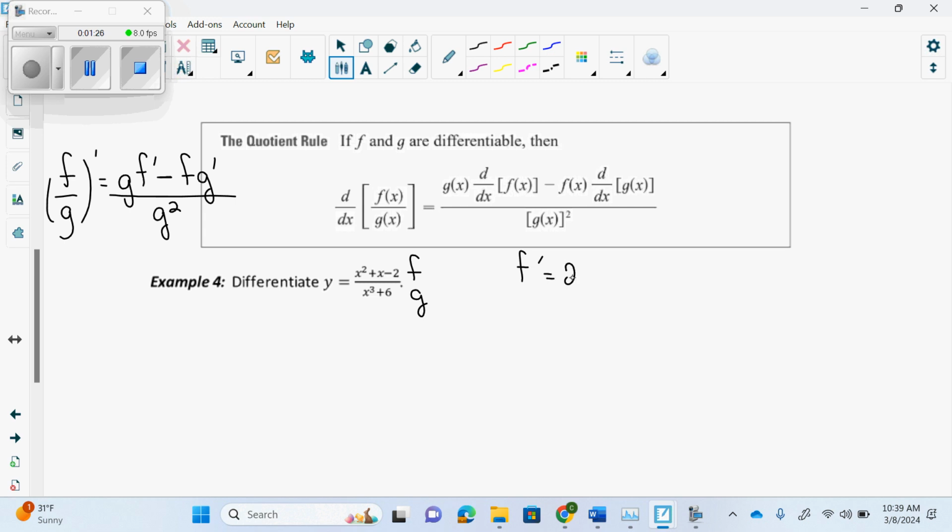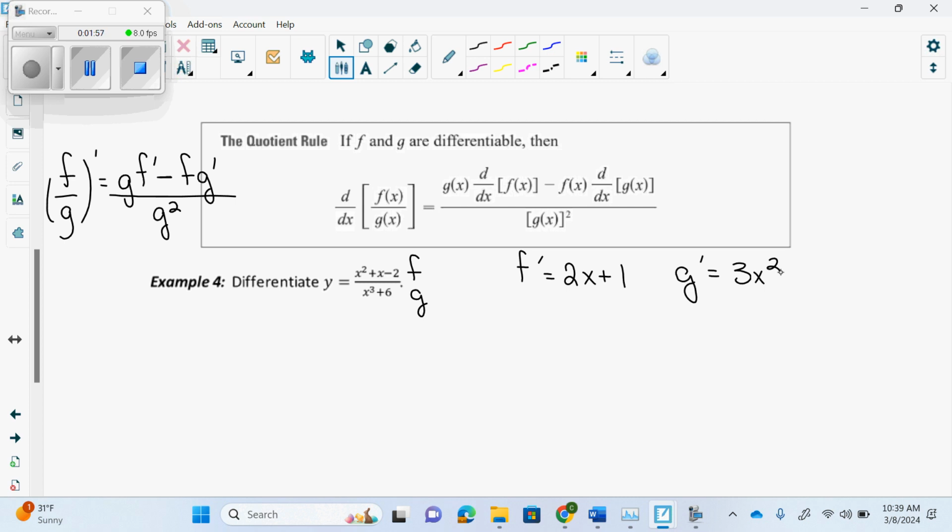is 2x plus 1. Using power rule, 2 drops in front, x becomes a 1, and the 2 minus 2 goes away. Can I reduce that at all? Can I take out any GCFs? No, so that is f prime. If I could take out a 2 or I could take out an x, I will do that here so that I don't have to do it throughout my actual quotient. G prime is 3x squared, and then the 6 goes away.